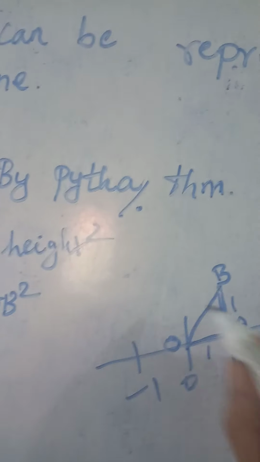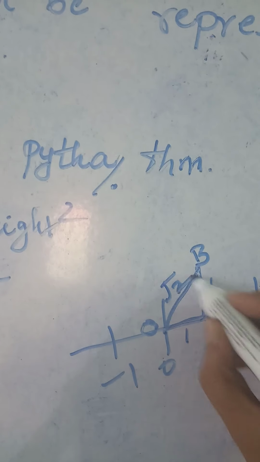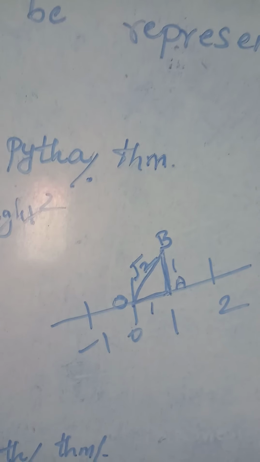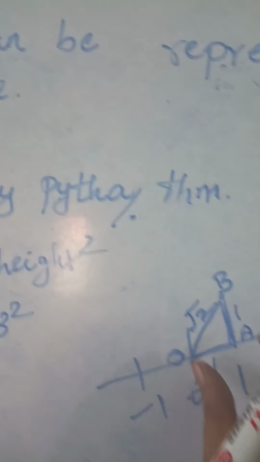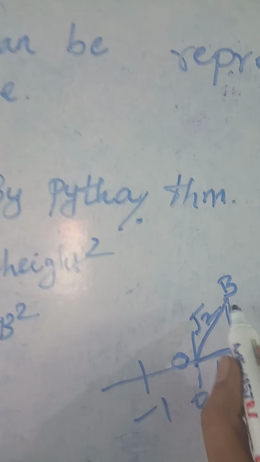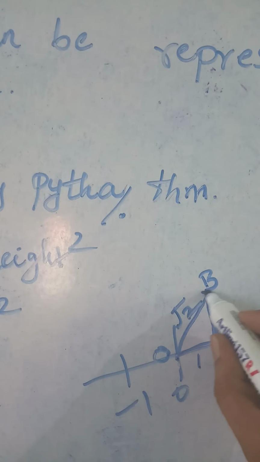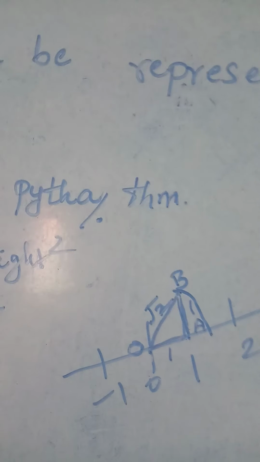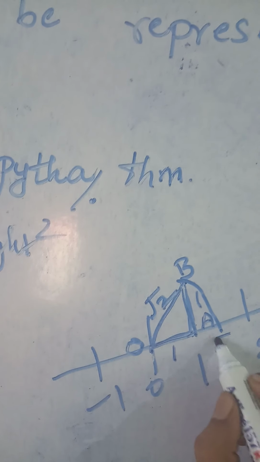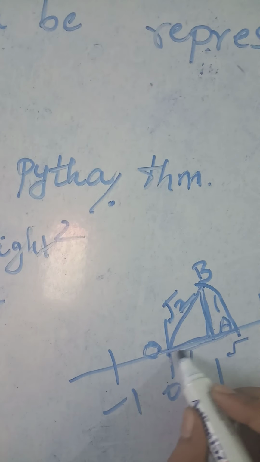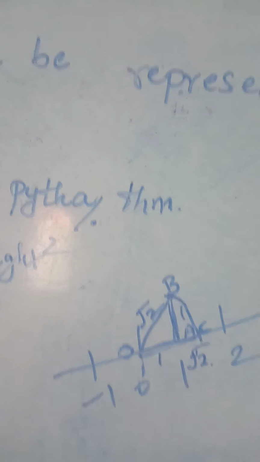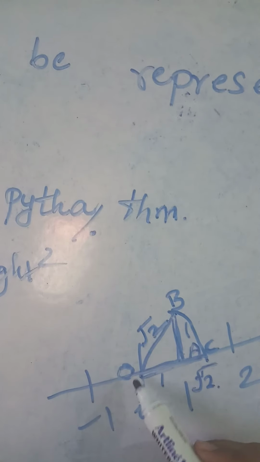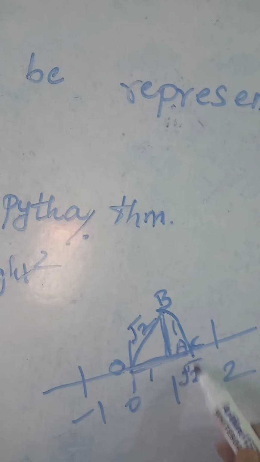Now we found OB as root 2. Now what we have to do, children? To represent this root 2 on the number line, take a compass, keep your needle here and keep your pencil tip here. Okay, from here you can mark on the number line. This is root 2. From here to here is root 2. So we can give the name C to this point. I am giving C. Now I have drawn from O to C as root 2.